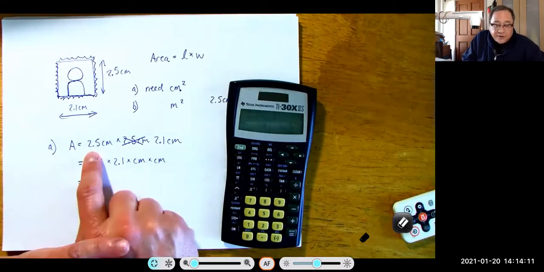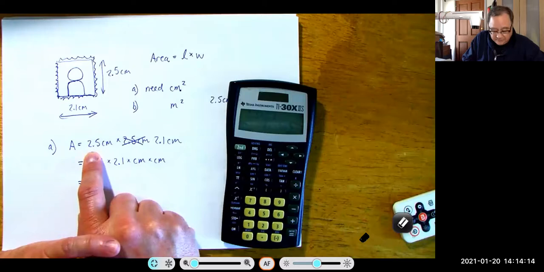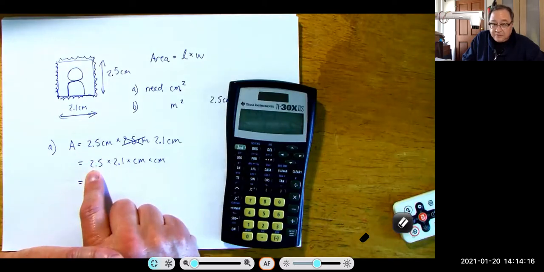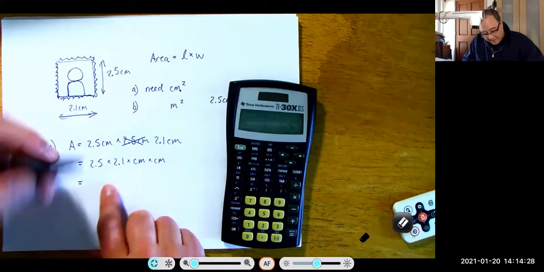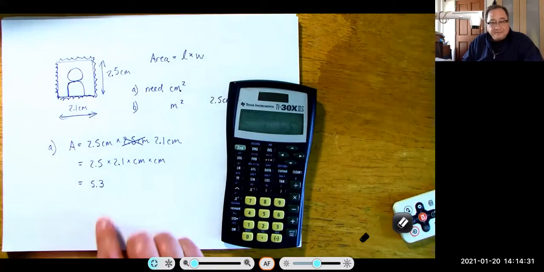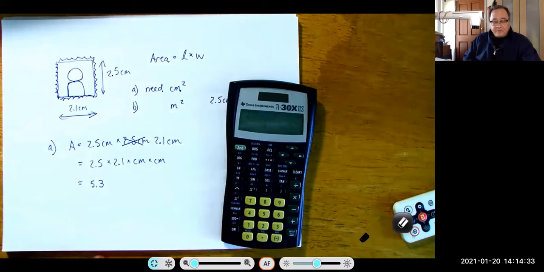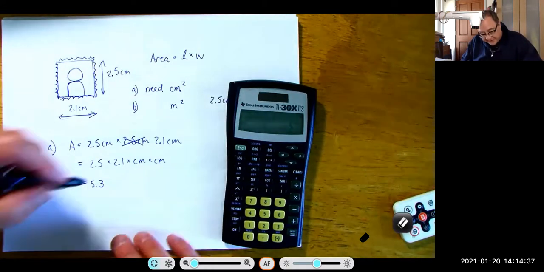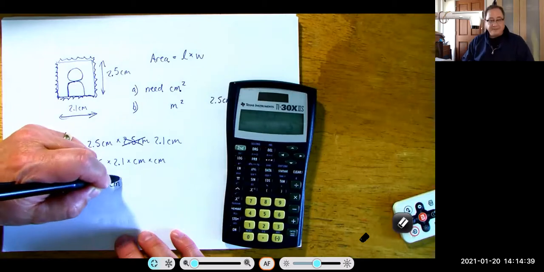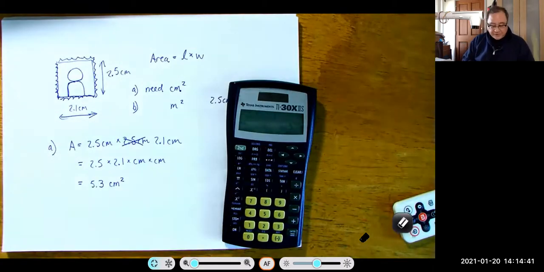How many significant figures are in 2.5? 2. How many in 2.1? 2. How many significant figures are we allowed? 2. Now my calculator says 5.25, so I'm going to make that 5.3. Okay, now what's a centimeter times a centimeter? It's a centimeter squared. And there's your answer.